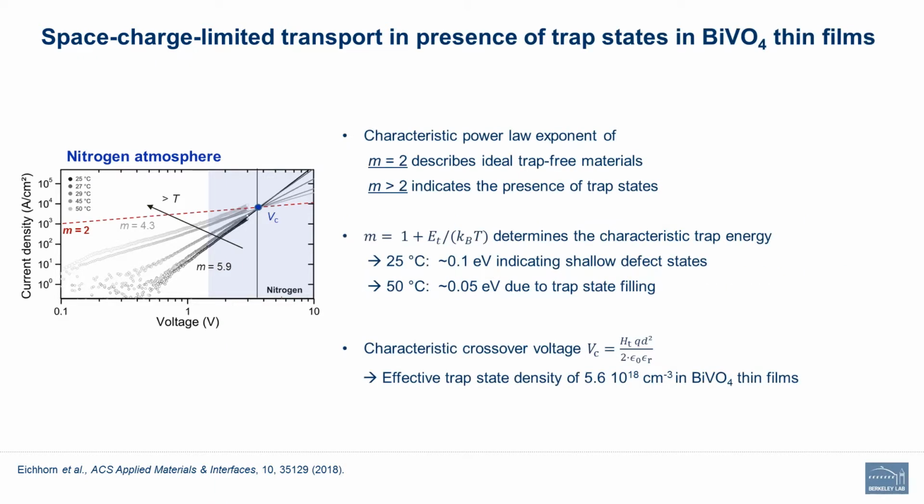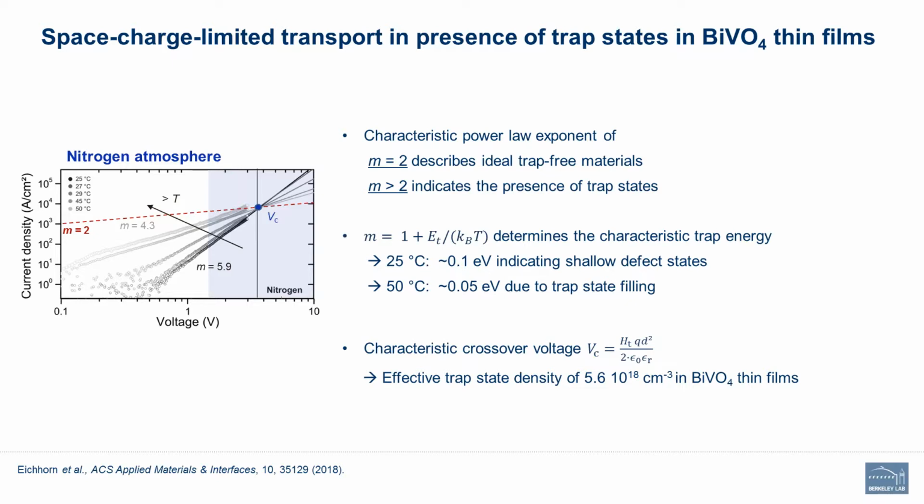In this space charge limited transport model, a slope of 2 describes the charge transport in ideal trap-free materials, and a modification of this power law exponent is observed in the presence of trap states. For BiVO4, we observe a change from 5.9 to 4.3, which indicates a space charge limited transport in the presence of trap states.